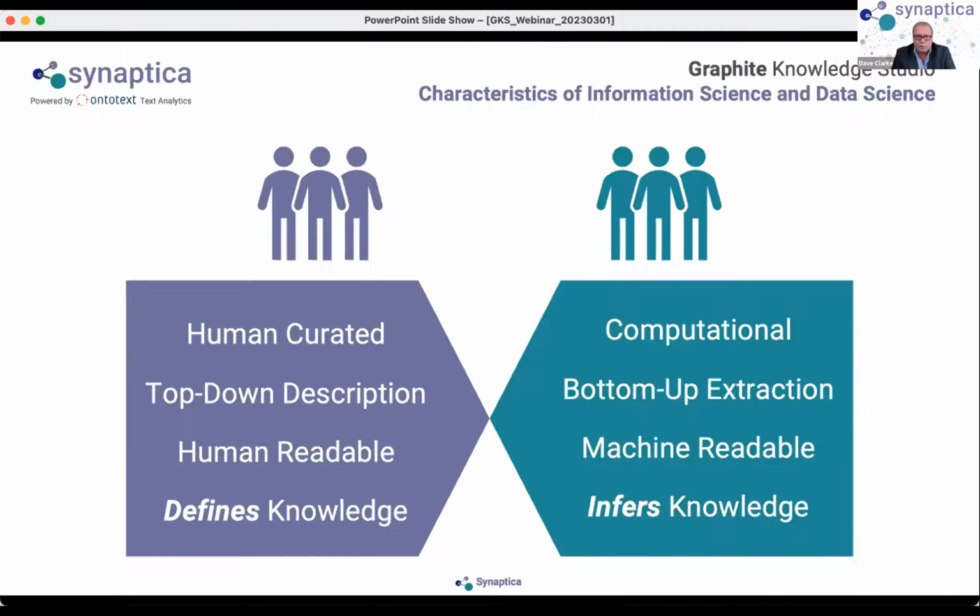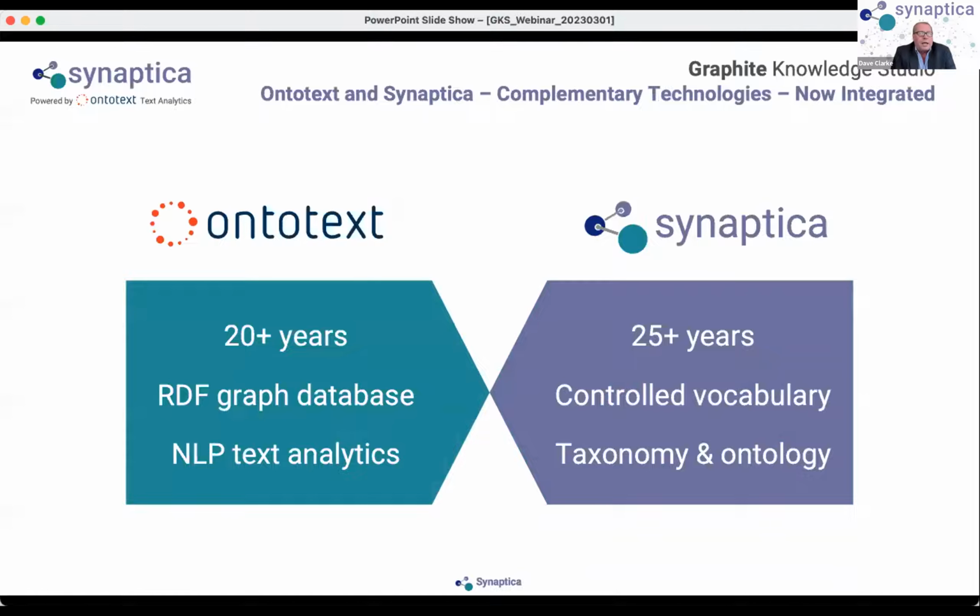Data science on the right here is quite different. It's computationally based. It's bottom up, based on reading lots of different data sources and extracting information. It's necessarily machine readable. And the big distinction between it and information science is that data science is here to help you infer knowledge as opposed to define it. Now, bringing these two things together is a sweet spot, and that's what we're trying to do with Knowledge Studio. It's also the relationship we have with Ontotext.